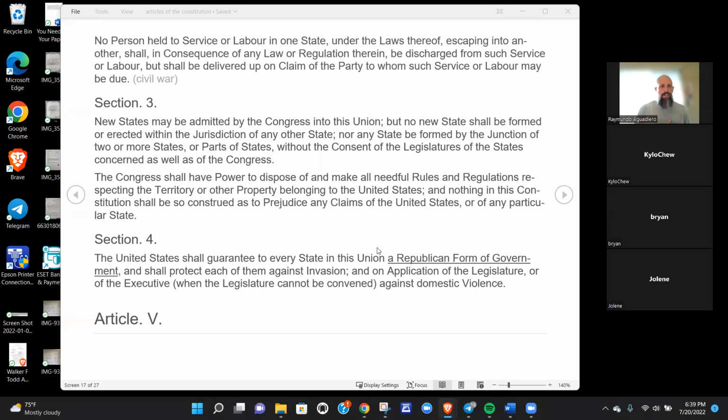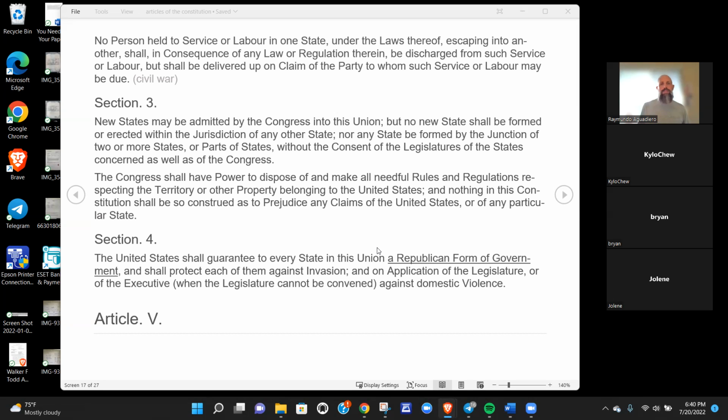All right, Article 4, Section 3. New states may be admitted by Congress into the Union, but no new state shall be formed or erected within the jurisdiction of any other state, nor any state be formed by the junction of two or more states or parts of states, without the consent of the legislatures of the states concerned as well as of the Congress. So if two states want to get together and make a greater state, their state legislatures have to pass it, and so does Congress. If you want to break them apart, you have to get those states' agreement as well as Congress.